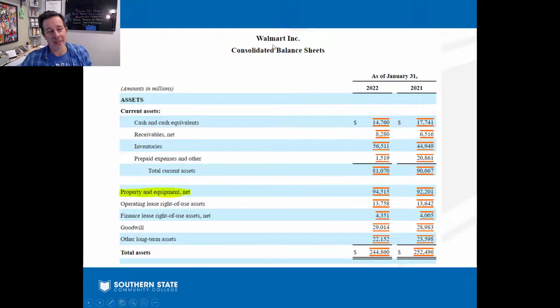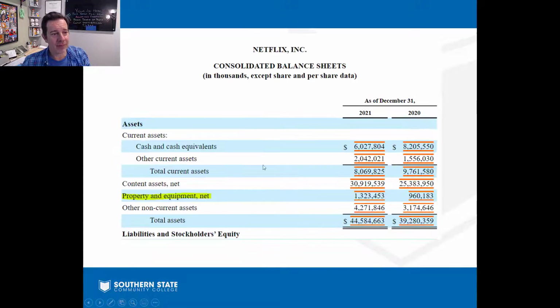Walmart, consolidated balance sheet, you can see they've got property and equipment. $94 billion worth of property and equipment when you consider these numbers are stated in millions. So $94 billion in property and equipment, you can see that's quite a bit, especially when you compare it to their total assets as a whole. A lot of what's on their balance sheet is inventory and property and equipment.